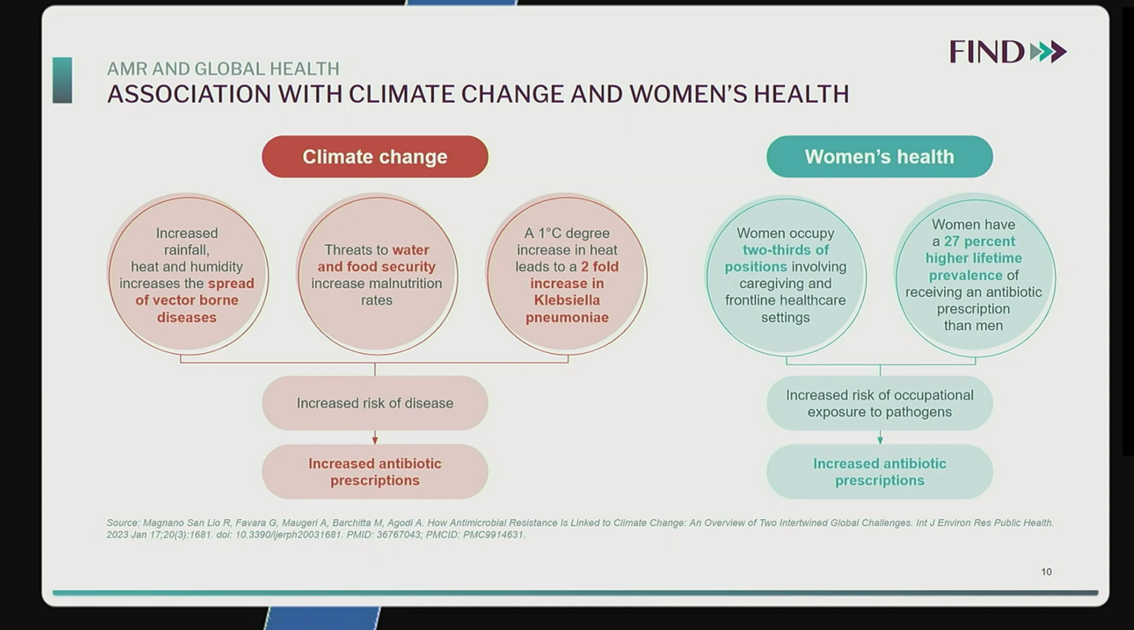And there has been this study by McManus showing that a 1 degree Celsius increase in the temperature leads to a 2-fold increase in Klebsiella pneumoniae infections. So we all know that this will not only increase antibiotic prescriptions, but also mortality. And that's why we need antibiotics and the use of digital tools such as Antibiogo.